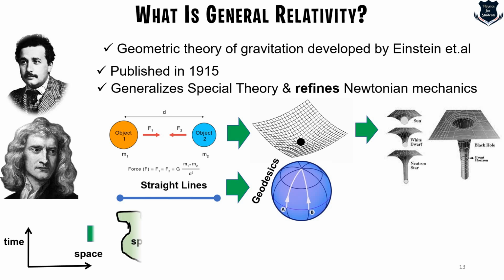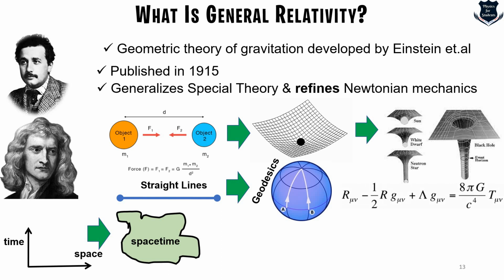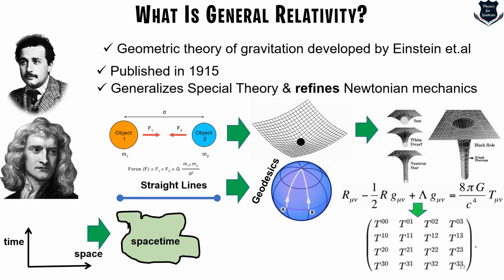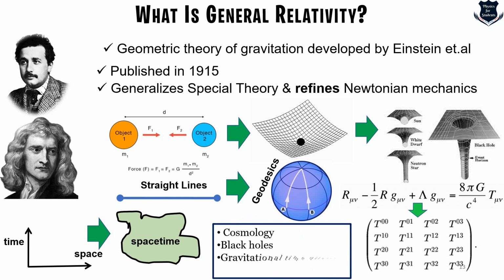Time and space, which were quite different in Newtonian mechanics, got entangled into one single unit called space-time, and Einstein's field equations deal with stress energy, etc. So we got the tensor components, not the force F equals ma part of Newtonian mechanics. This gave rise to a number of implications like cosmology, black holes, gravitational time dilation, and gravitational waves.